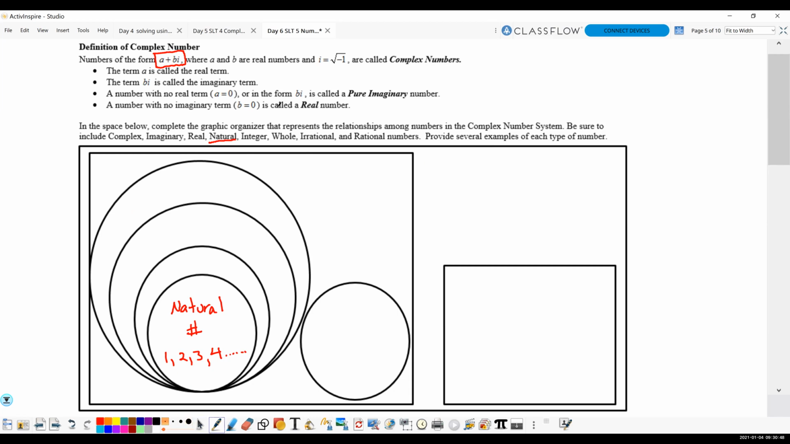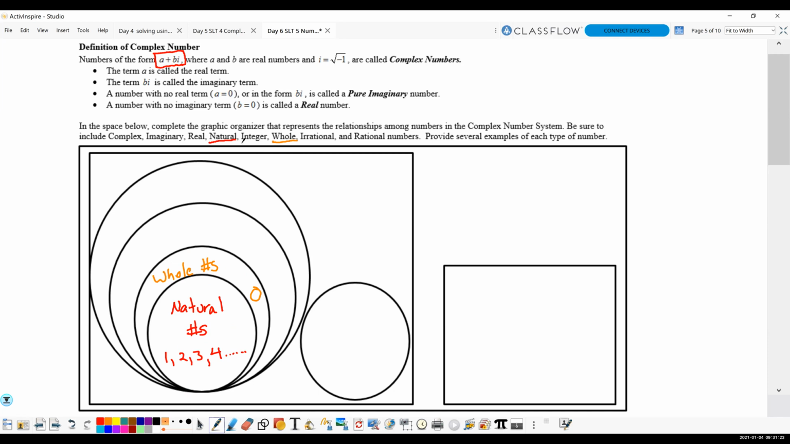Well, then at some point you were introduced to the concept of 0. So now we have the group of whole numbers. That's the next circle. Everything that's natural is also whole, see how the natural number circle is within the whole number circle. So the only number that's whole but not natural is the number 0. So whole numbers are 0 plus all the natural numbers.